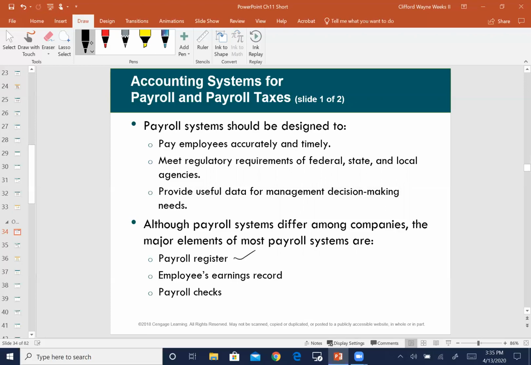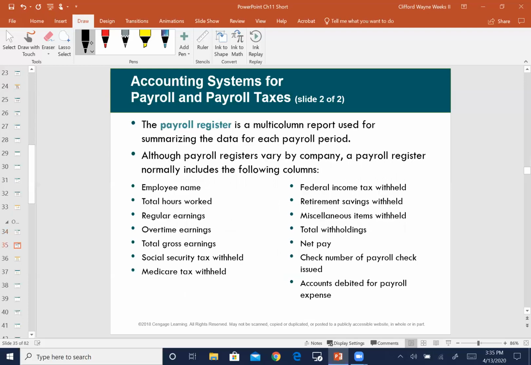You have a payroll register, right? You have an employee's earnings record. This is kept at the HR's office. And then you mail or direct deposit the payroll check. So the payroll register is a multi-column report used for summarizing the data of each payroll period. And know that it's useful to actually have a separate checking account just for payroll.